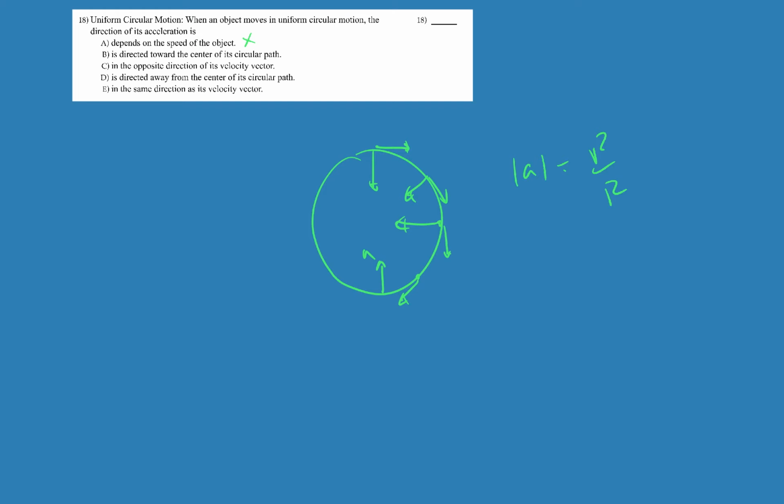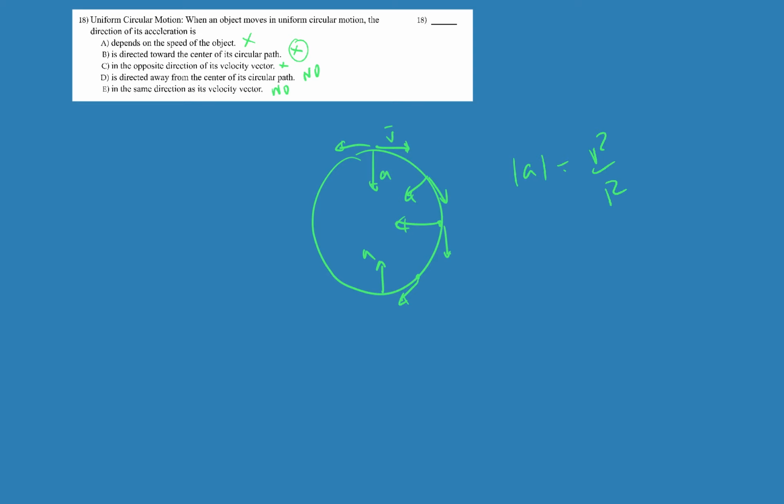Is it directed toward the center of the circular path? Yes, this is true. Is it in the opposite direction of its velocity vector? No. The opposite direction of the velocity vector is like this, and the acceleration is going perpendicular, so this is no. Is it directed away from the center? No, it's not away, it's inwards. In the same direction? No. So what is the correct answer here?